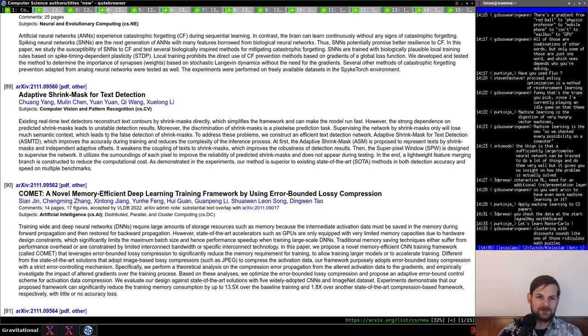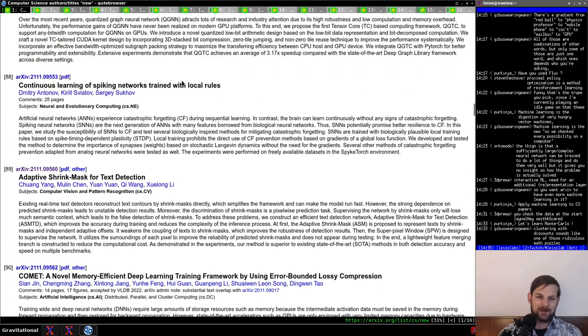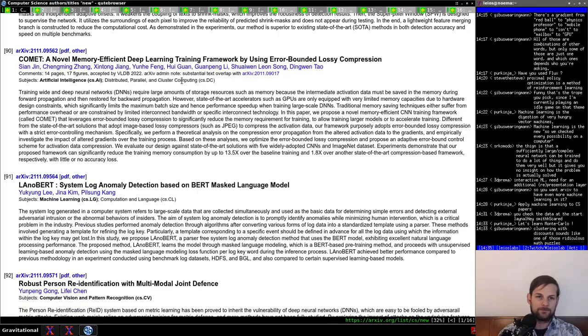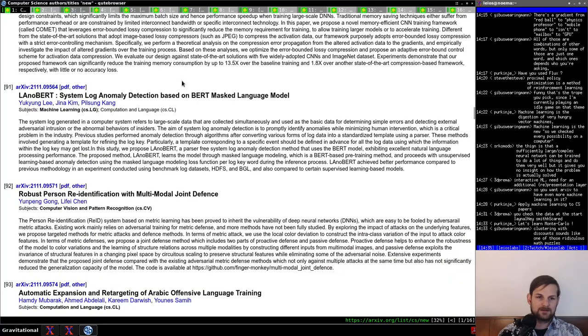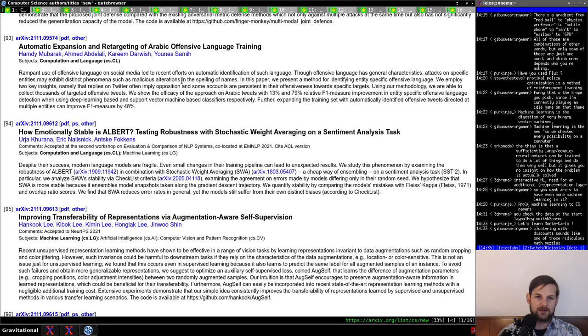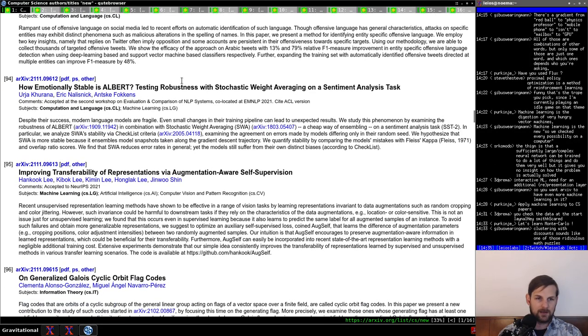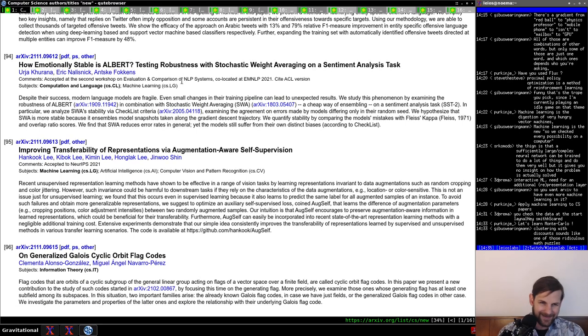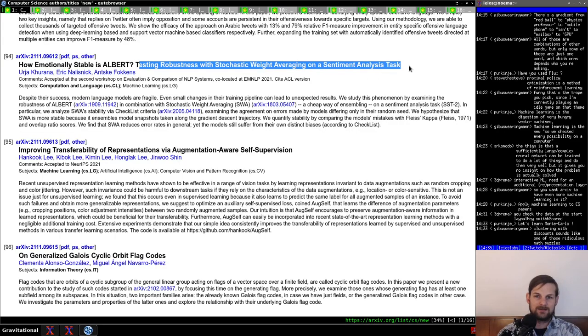So adaptive shrink mask for text detection. Actually, this one could be interesting because I was talking about using some affine maps earlier. This might be doing exactly that and doing an optimization on top of it. Artificial intelligence, machine learning, computer vision, computation and language, automatic expansion and retargeting of Arabic offensive language training. How Emotionally Stable is ALBERT? Testing robustness with stochastic weight averaging on a sentiment analysis task.